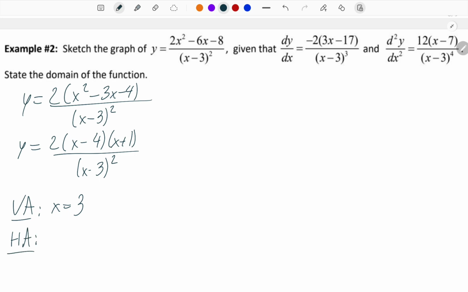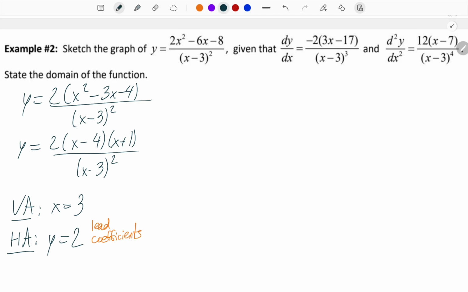Horizontal asymptote, let's double check that. So we have something that's degree 2 in the denominator, and something that's degree 2 in the numerator. So it's just the leading coefficients that we need to look at. And in this case, you have a 2 in front, nothing in front of that because it's just x there. So the horizontal asymptote is y equal to 2. All right. So again, that's lead coefficients.